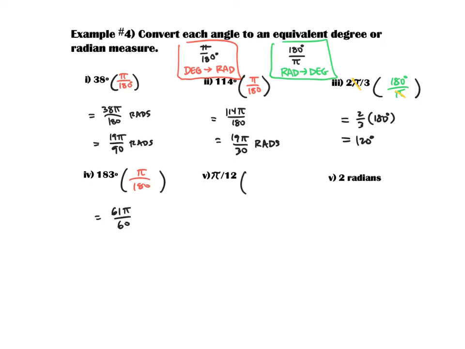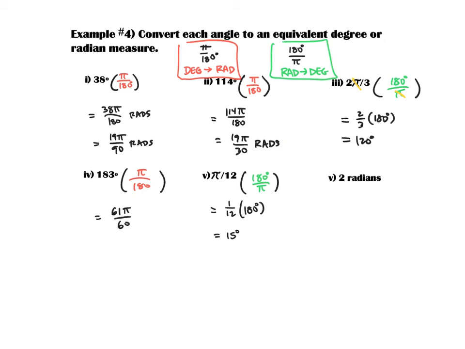Okay, so let's convert pi over 12. I'm going to take that and multiply it by 180 over pi. Basically, what you're trying to reduce out is going to be in the denominator. And what I'll get here, pi's will reduce. I'll get 1/12 of 180. And 180 divided by 12 is 15. So pi over 12 radians is 15 degrees.